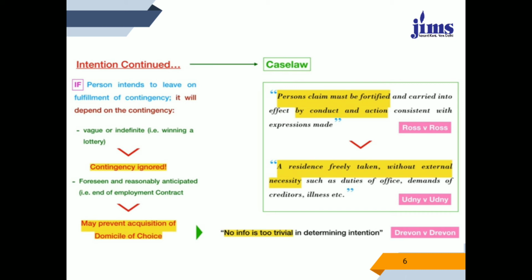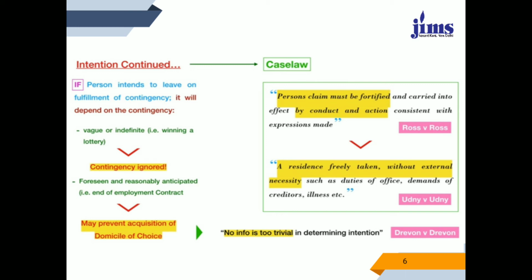In the next case, Udny versus Udny, a residence is freely taken without external necessity, such as duties of office, demands of creditors, illness, etc. So is that to show that intention is the essence? What Udny is outlining is that if something is foreseen or known to be completing a particular contingency within a period of time, you cannot show that you have taken the residency freely in any measure.